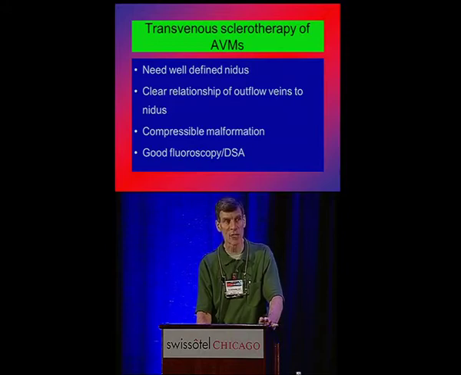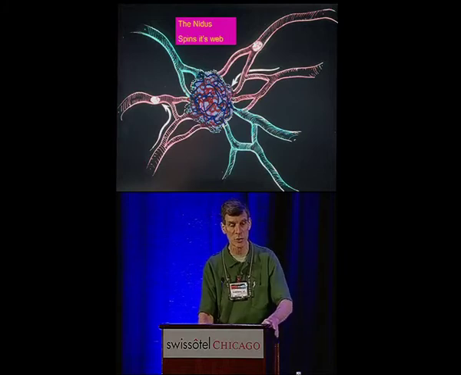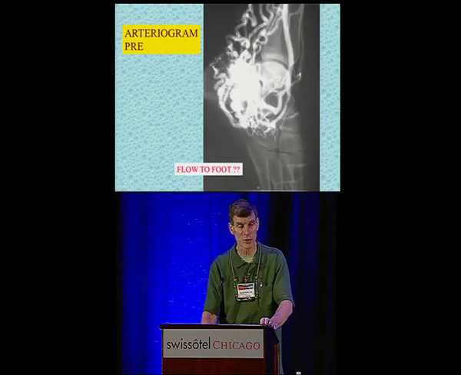You need to have an absolutely well-defined nidus and a vein that comes out of that nidus that will take you back close to it. If you do have it, then you can inject retrograde instead of going through the arteries with particles like we are here. You can go retrograde through the veins and fill the nidus retrograde.